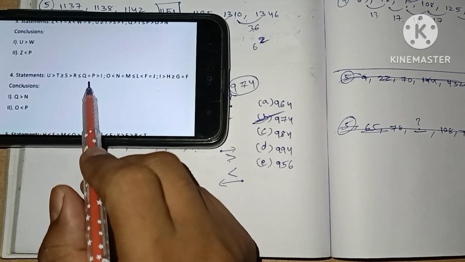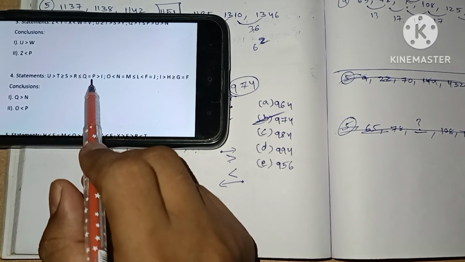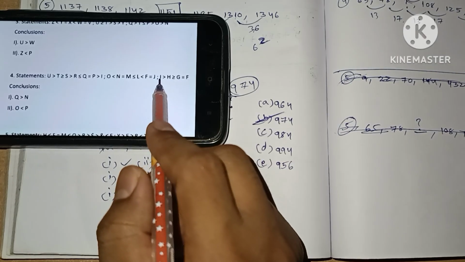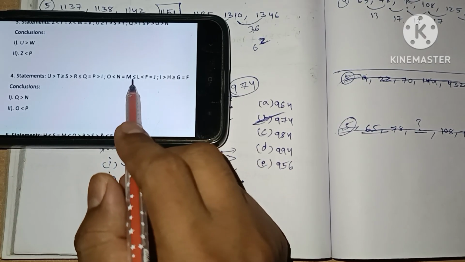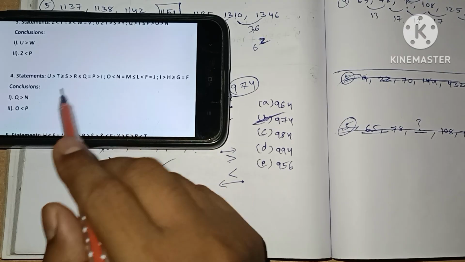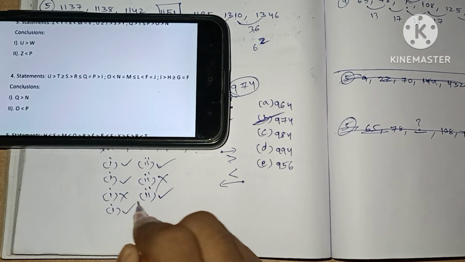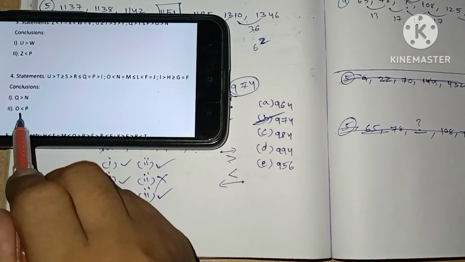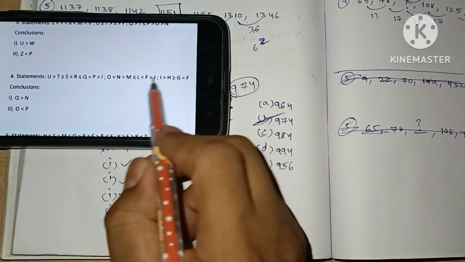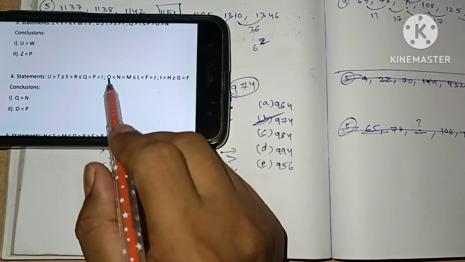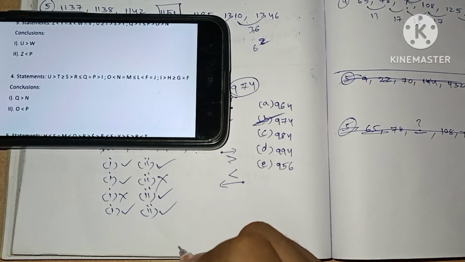From Q we can reach P and I. From I we can reach F. From F we can reach N. So the first conclusion will be true. Second conclusion, the flow from P to O. From P we can reach I. From I we can reach F. From F we can reach O. The second conclusion is also true.